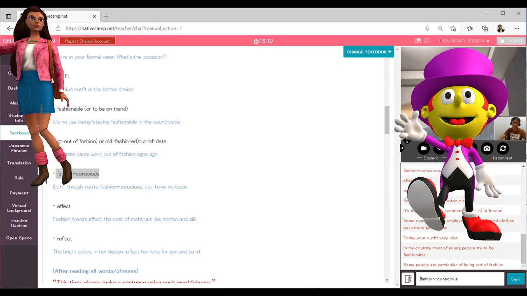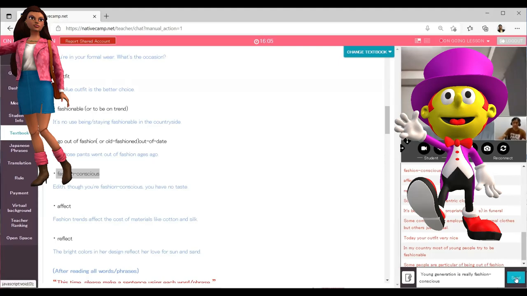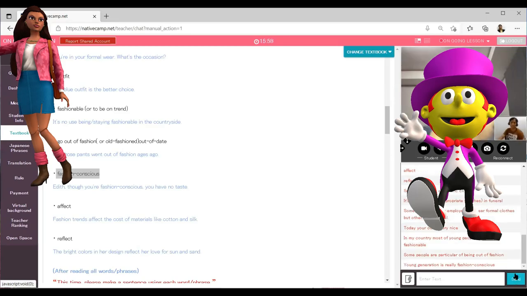Young generations are really fashion conscious, and in particular conscious about outfits or beauty cosmetic products, or food. These days Korean food is really famous in Japan. Oh, really? Korean food. Wow. I see.